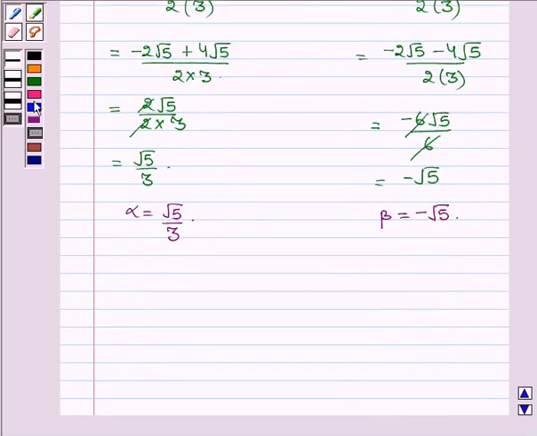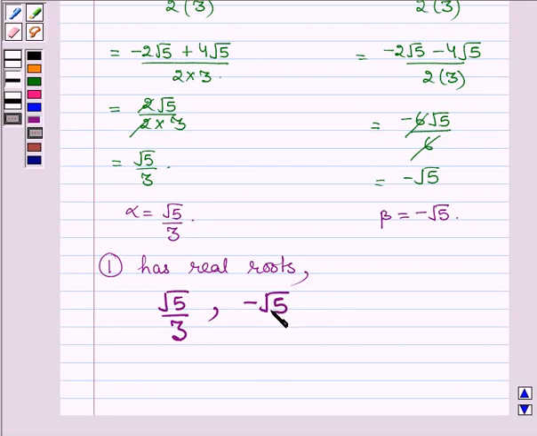Hence, we can say that the given equation 1 has real roots, which are given by root 5 upon 3 and minus root 5. So, this completes the solution.